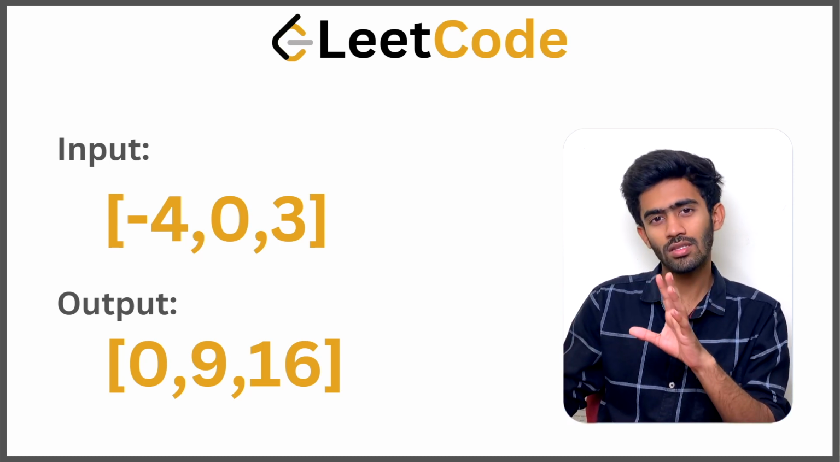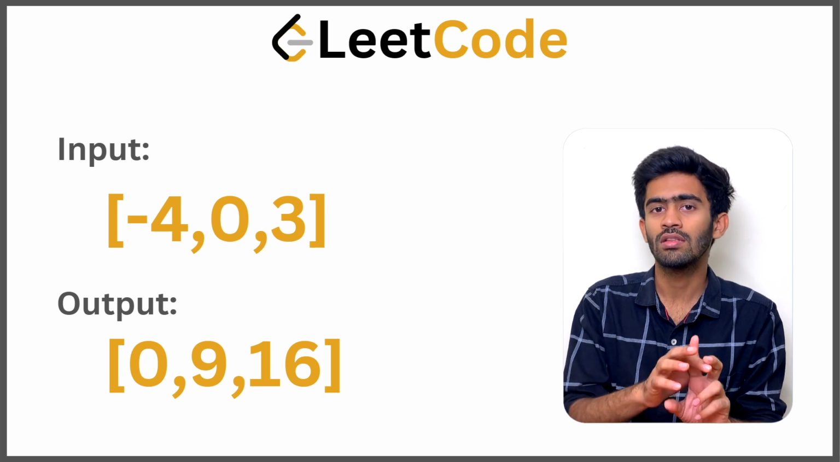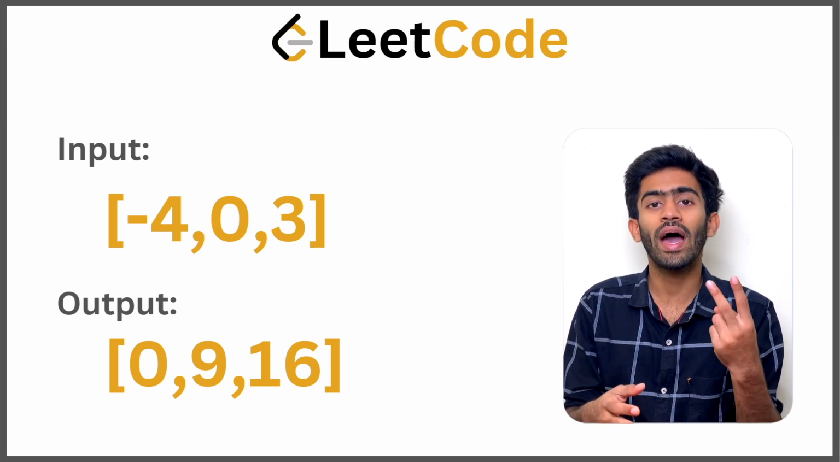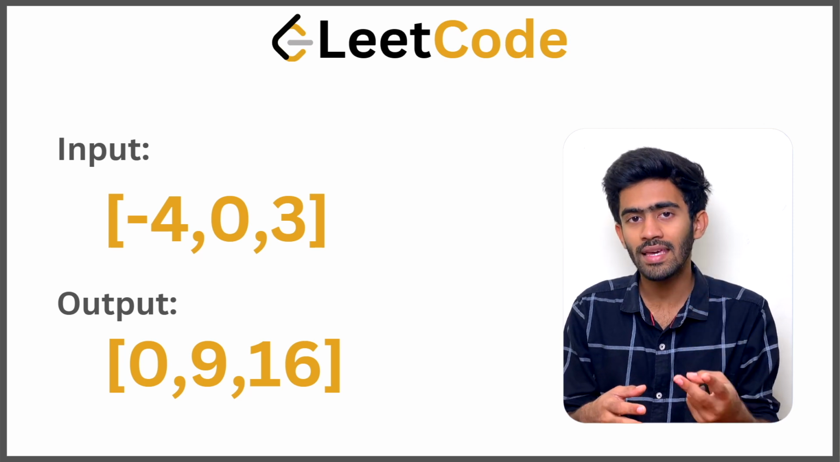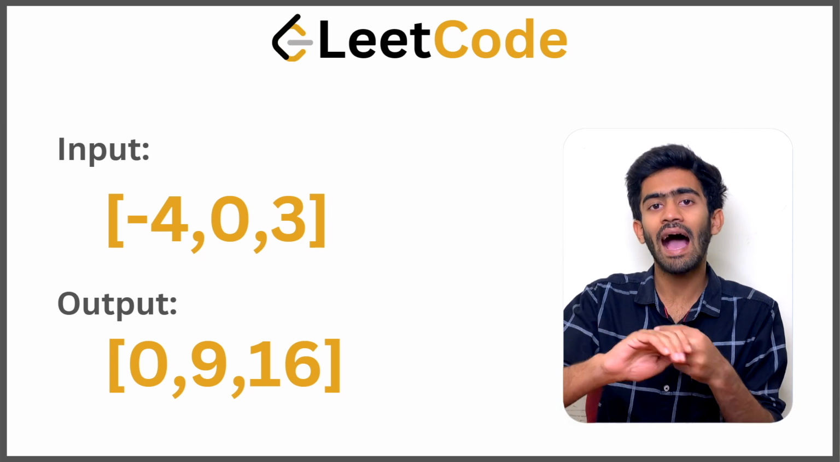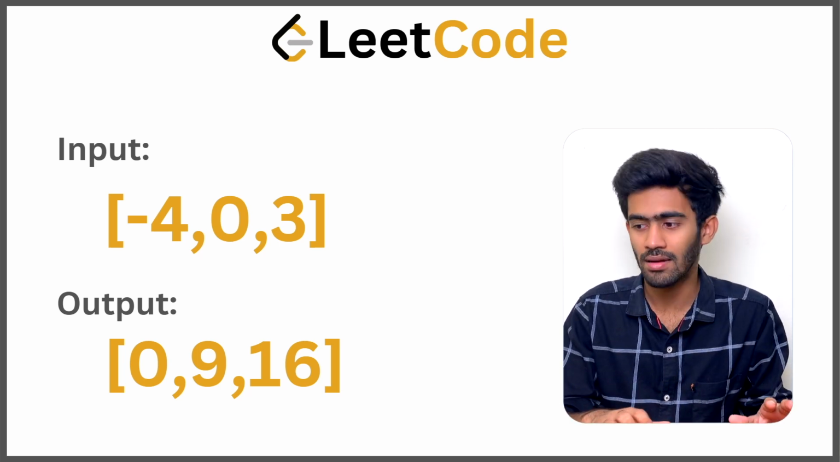So this question involves a very simple two-step algorithm. The first one being, traverse this array and square each number. The second step involves sorting the array after squaring it. And that's it. It's as simple as that.